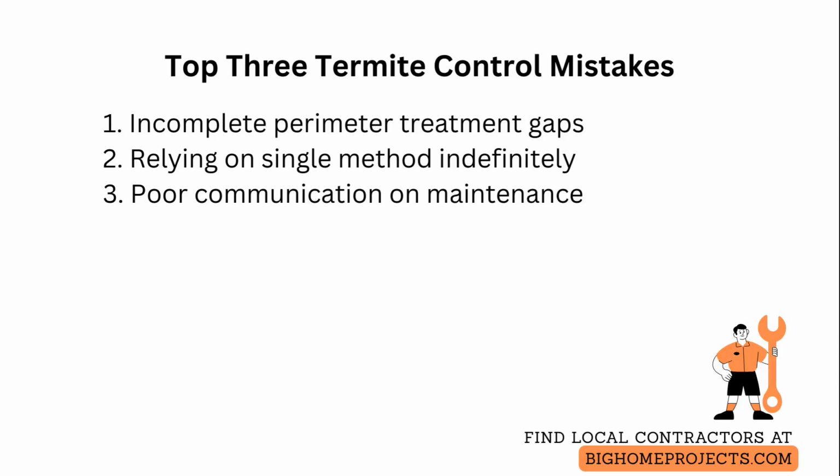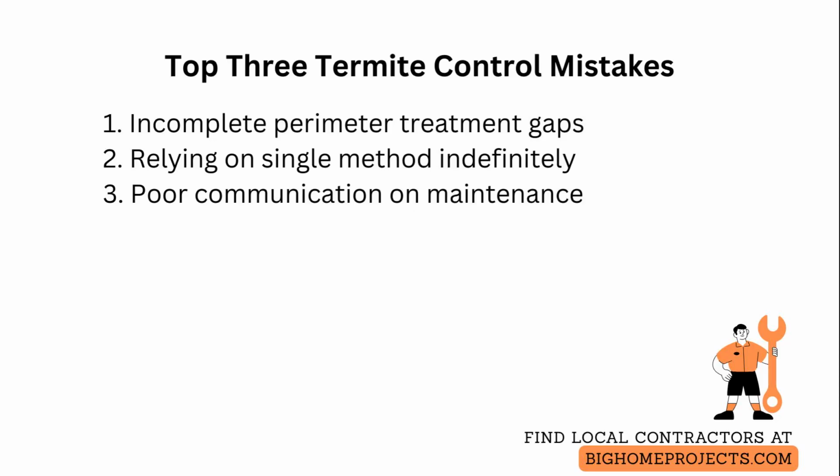The solution is to enforce a continuous treatment plan with documented coverage maps and final inspection before backfill. Another mistake is assuming a single method will suffice over the life of the home without maintenance, so plan a layered approach combining barriers, treated materials, and monitoring baits, and schedule periodic reinspections.